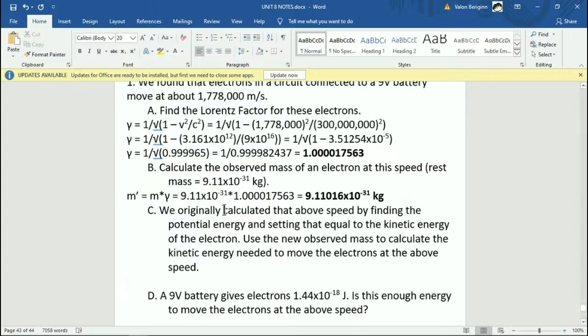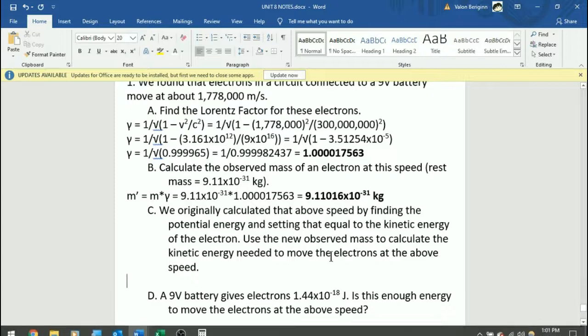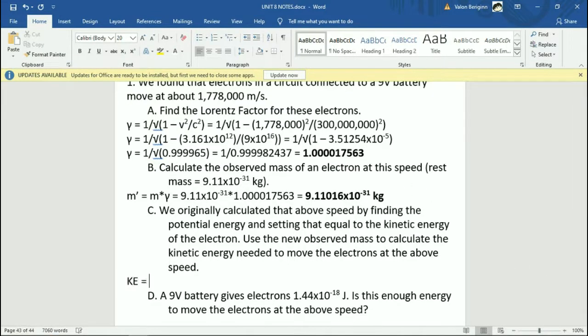All right, next up. Using the new observed mass, calculate the kinetic energy needed to move the electrons to the above speed. Remember, kinetic energy is 1/2 mv squared, but instead of m we're going to use m prime, the mass that we just got. So we have 1/2 times 9.11016 times 10 to the negative 31 times the speed from the beginning, 1.778 million, squared.